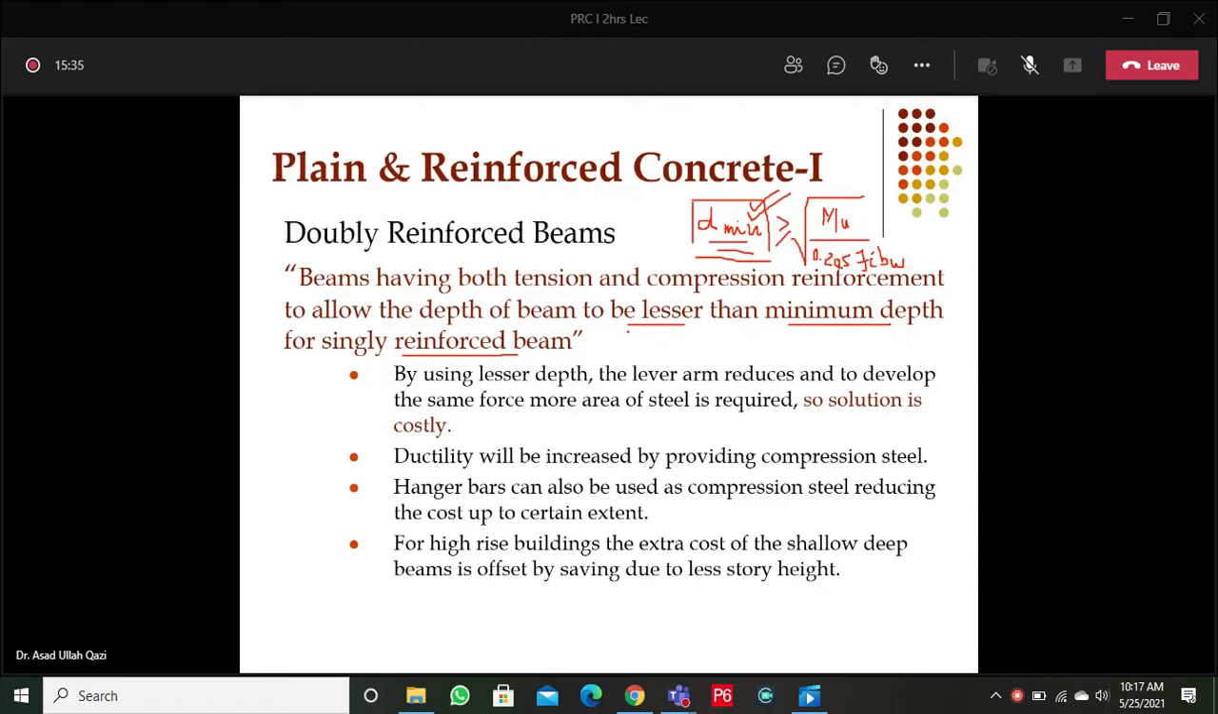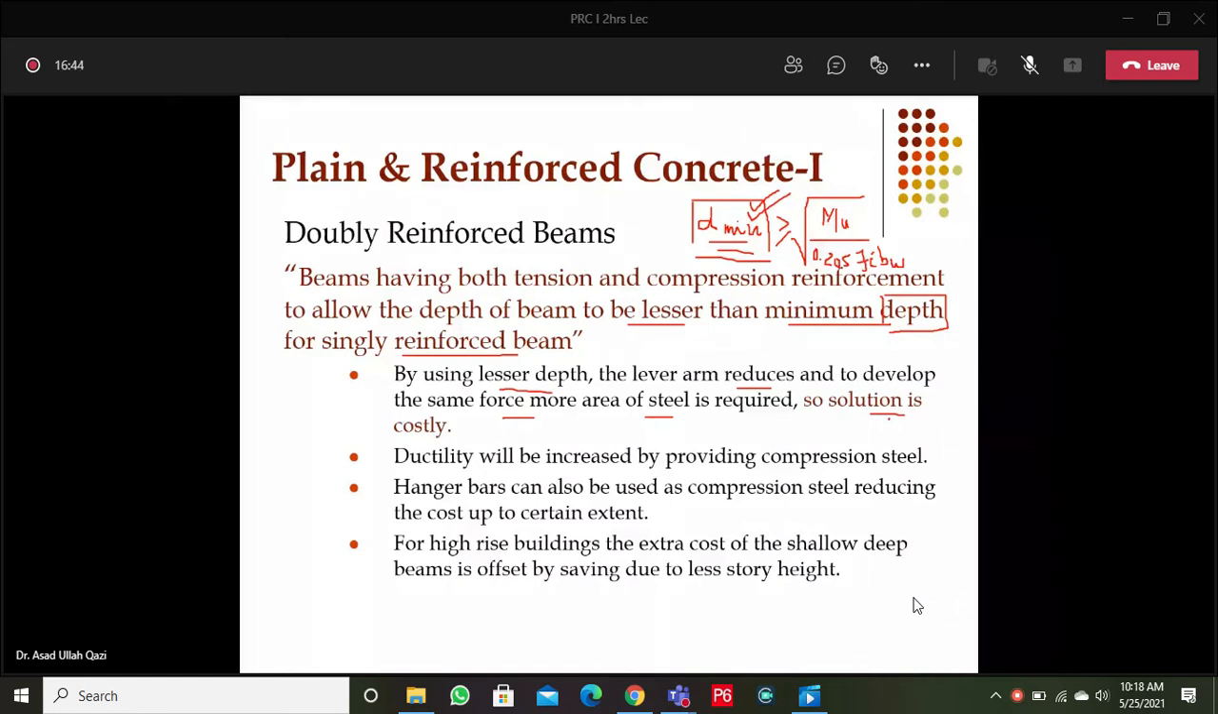So we still want warning, with steel yielding excessively on the tension side, till finally the failure takes place on the compression side. We still want the steel on the tension side to be at 0.005 or bigger when finally the concrete crushes on the compression side. But now not only concrete is present on the compression side, steel is also present. The only difference is the depth of such beams will be less than what we require in singly reinforced beams. By using lesser depth, the lever arm reduces, and to develop the same force, more area of steel is required. So the solution is costly.